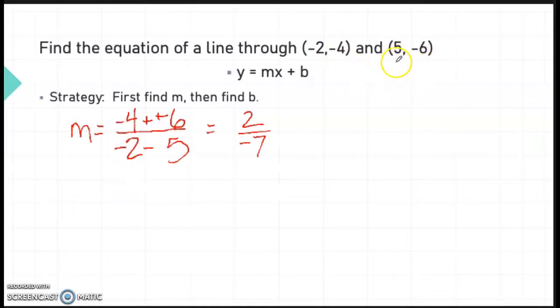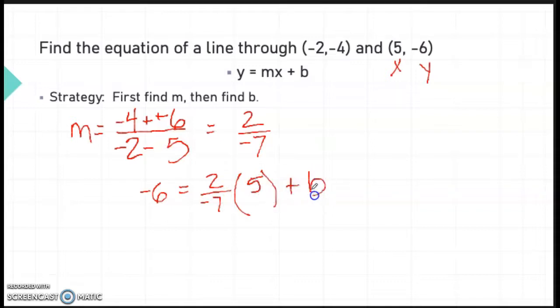Let's use the second point. This is going to be my x, and this is going to be my y, and this is going to be my m. I'm going to put it all in one equation. So y is -6, m is 2 over -7, x is 5, and b is what I'm going to find. So now I am finding b.